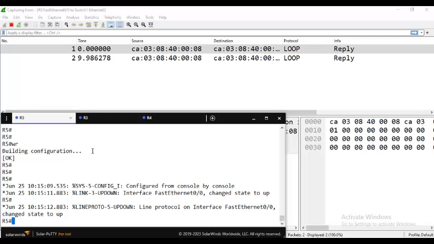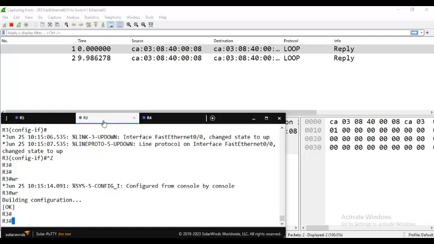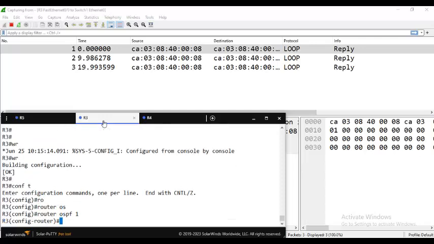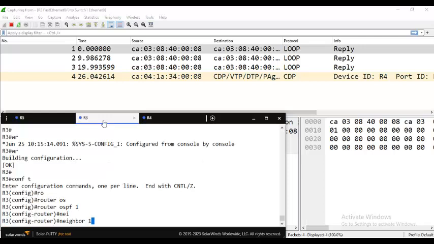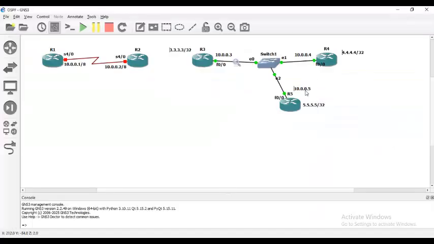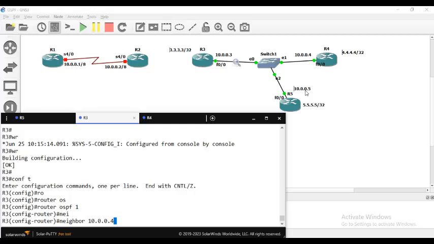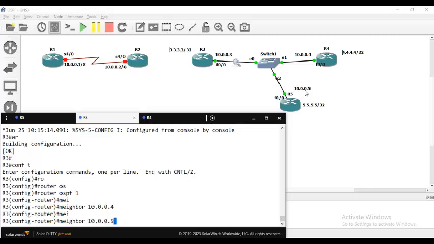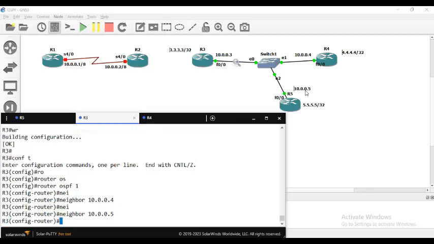How do we do that? We go under router OSPF and say, I have a neighbor called 10.0.0.4. This is the IP address of router 4 and also router 5, so I have to give two neighbors. And then another neighbor is 10.0.0.5. Now, when you configure one side, the hello will go as a unicast. The hellos will go as a unicast and form the neighbor, not multicast.